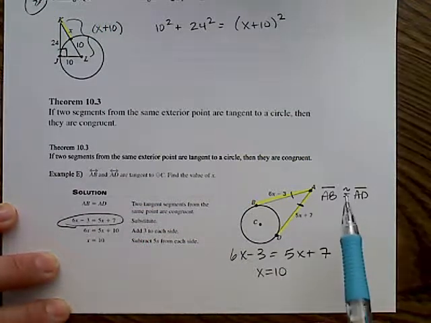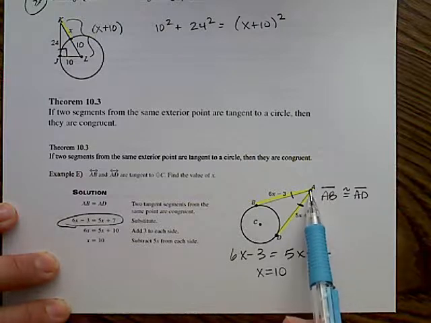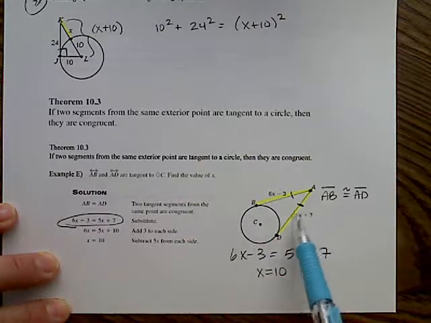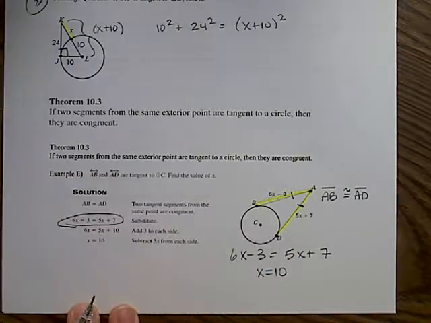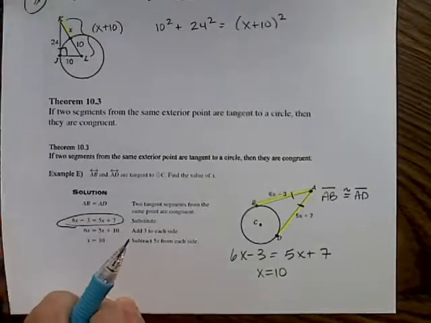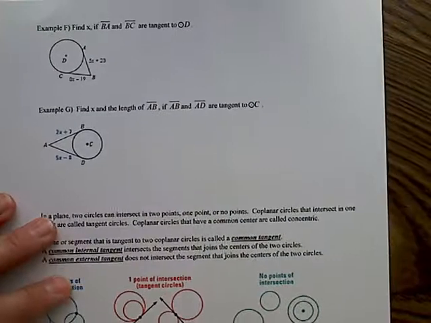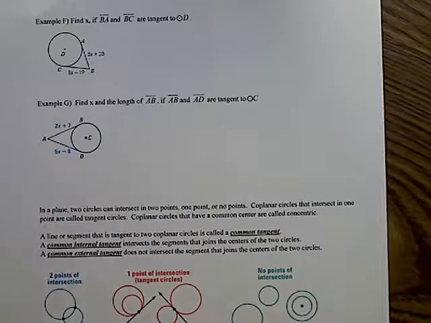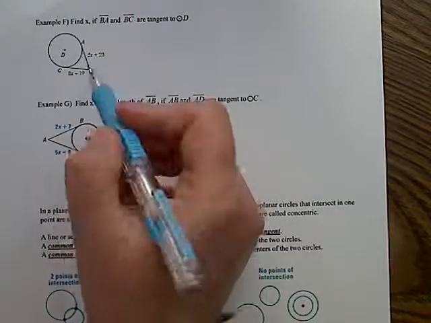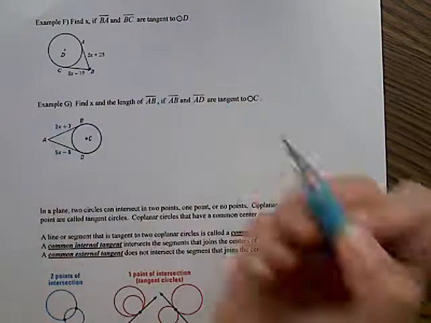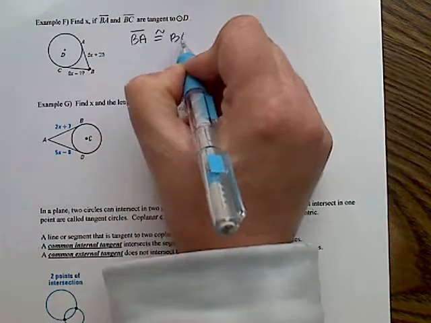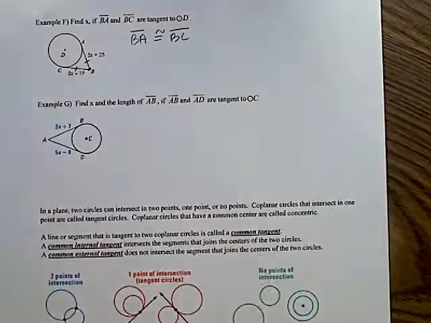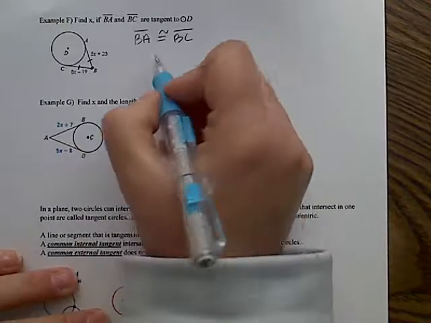So again, if two segments are coming from the same exterior point and are tangent to the same circle, then these segments have to be equal to each other. So on the next page, you'll just find a couple more examples using the fact that they have a common point on the exterior. So here is my exterior point. Segment BA is going to be congruent to segment BC, which then allows me to create an equation.